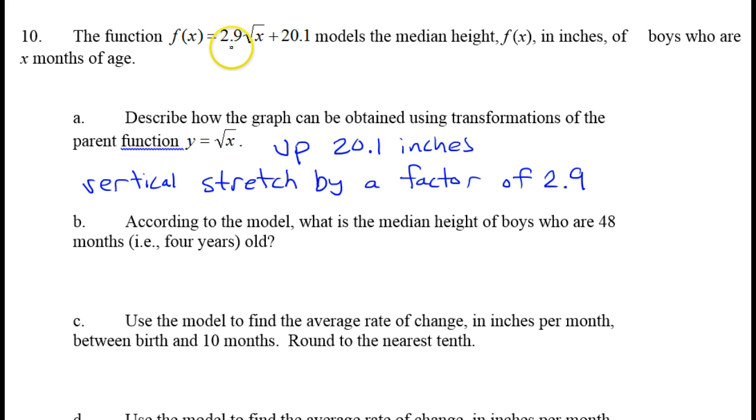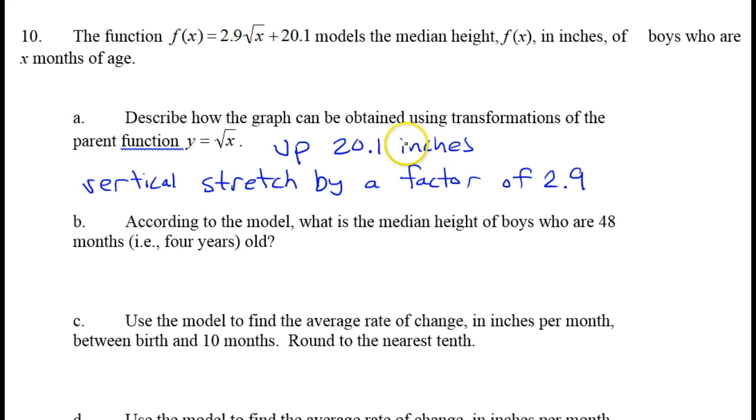Okay, so that's almost 3. So each value is going to be almost 3 times as high as the corresponding value of the parent function. Anyway, according to the model, what is the median height of boys who are 48 months? In other words, 4 years old.